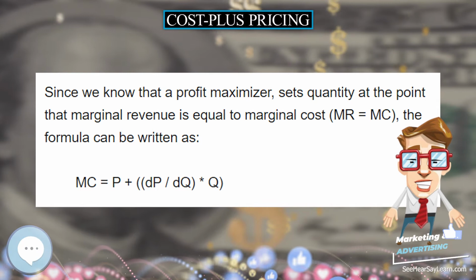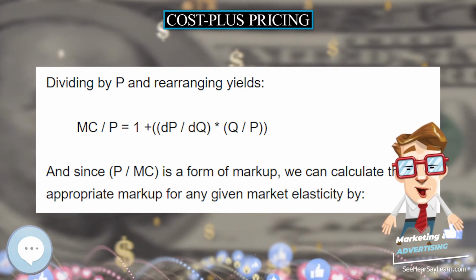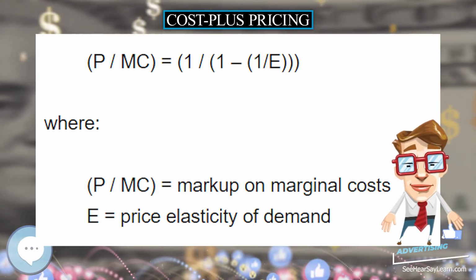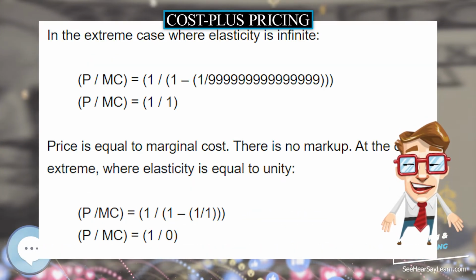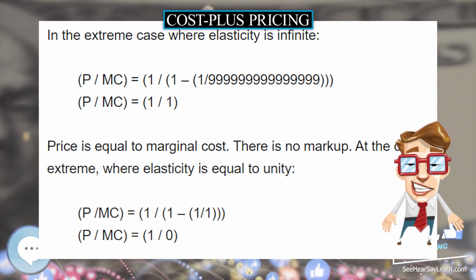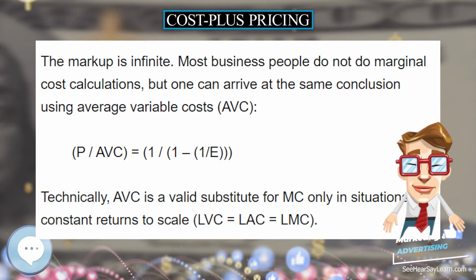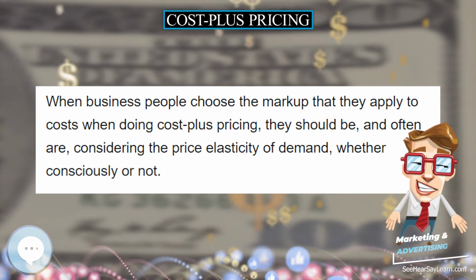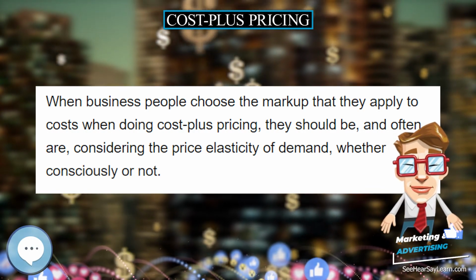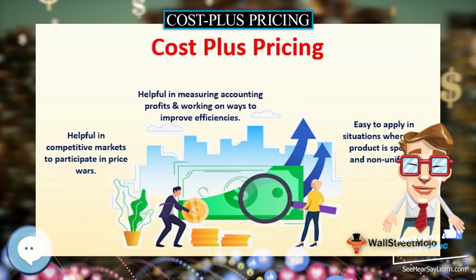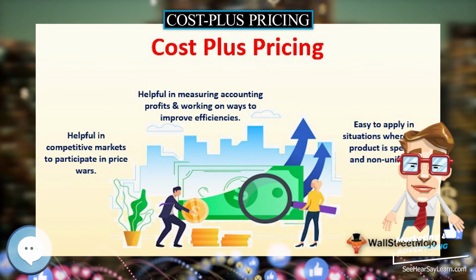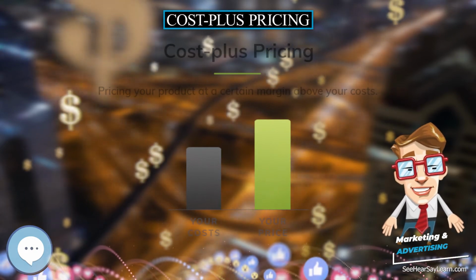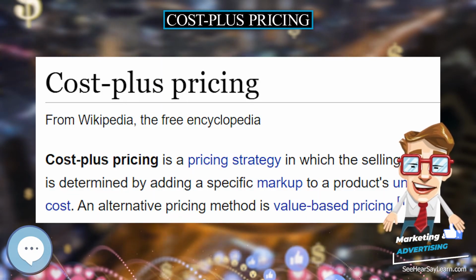To compensate for this, some economists have tried to apply the principles of price elasticity to cost-plus pricing. Since we know that a profit maximizer sets quantity at the point that marginal revenue is equal to marginal cost, MR equals MC, the formula can be written as shown, and dividing by P and rearranging yields the following. And since (P − MC)/MC is a form of markup, we can calculate the appropriate markup for any given market elasticity.